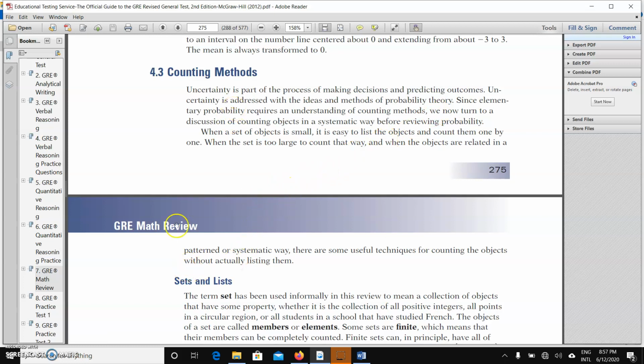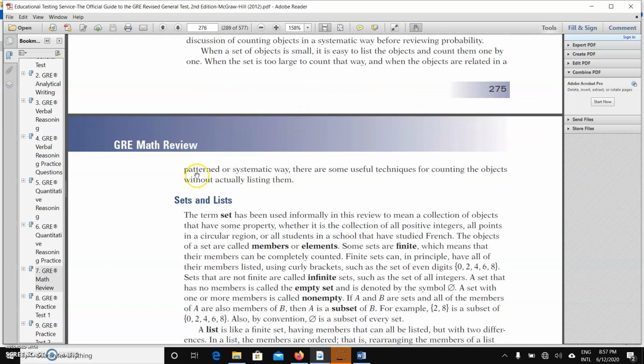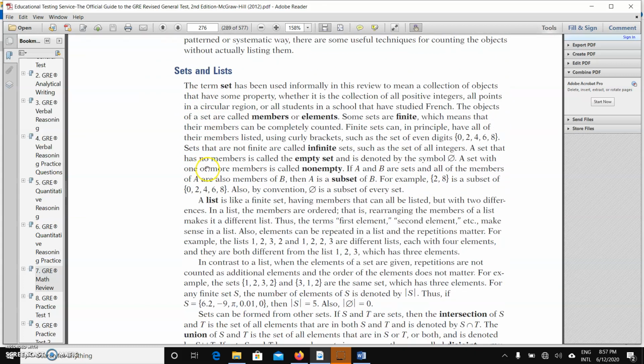So we're going to treat sets and numbers. Let me just introduce this topic to you. Now, I'm sure by now you should be familiar with sets, and it's not supposed to be something new to you. Let me just give you some definitions. When we have a set, we use sets that have been used informally in this review to mean a collection of objects. The objects of sets are called members, elements, stuff like that.